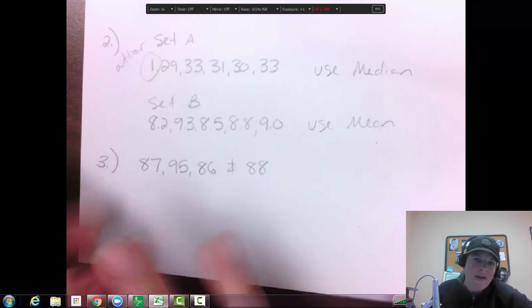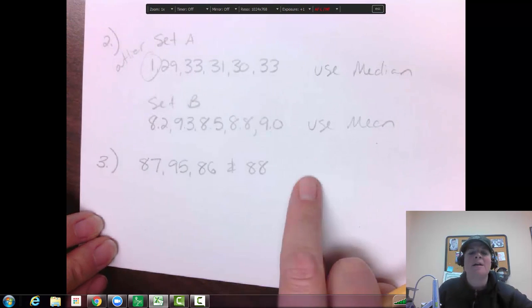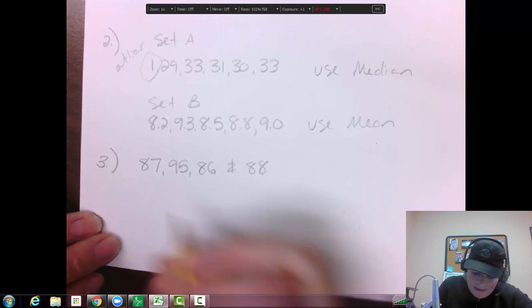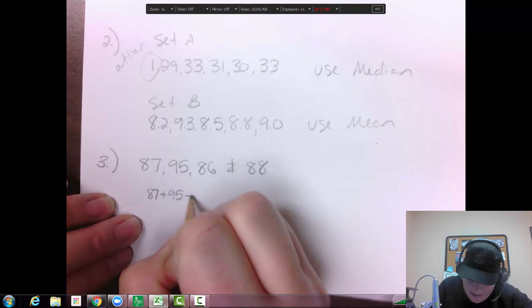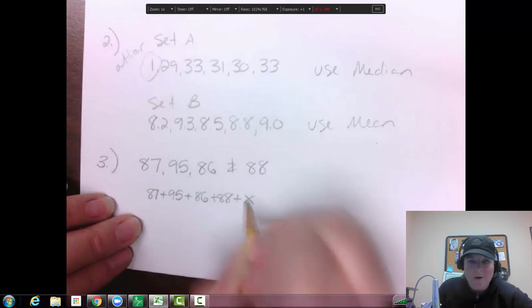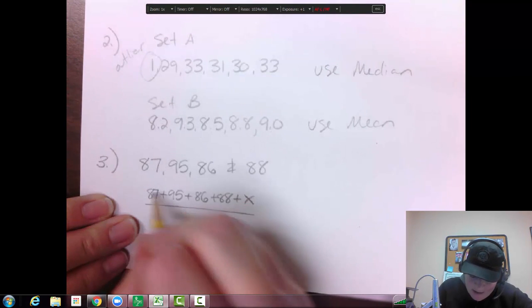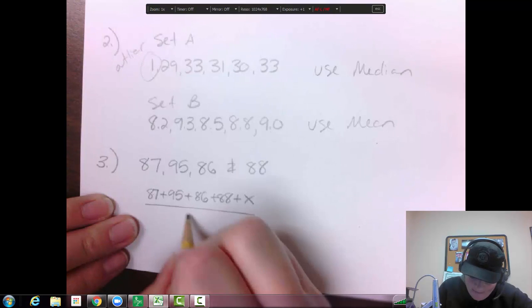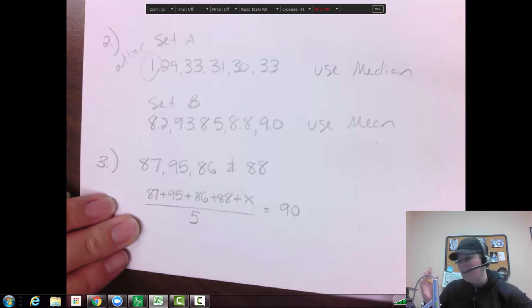Well, we know that we would add up all of these plus the test that we have to still take and divide by the number of tests. So we would think of it as we would have to take 87 plus 95 plus 86 plus our 88 plus what we don't know, which would be our new test, and we'd have to divide that by 1, 2, 3, 4, 5, and we would like that answer to be 90. So that's kind of how you set it up.